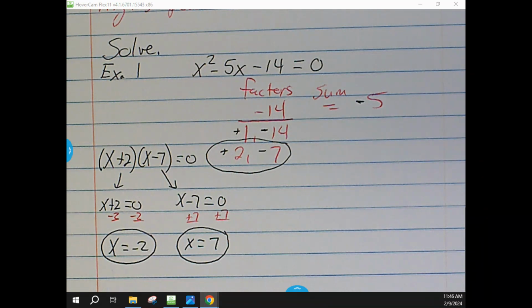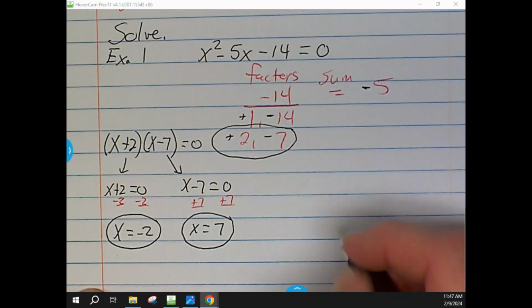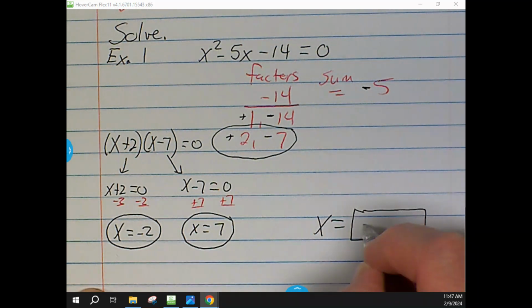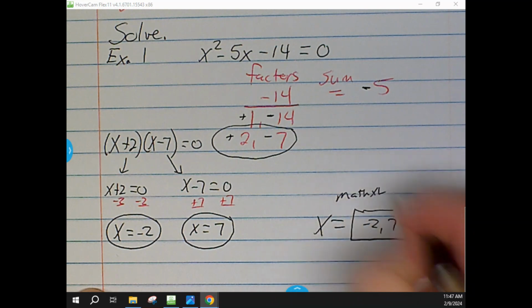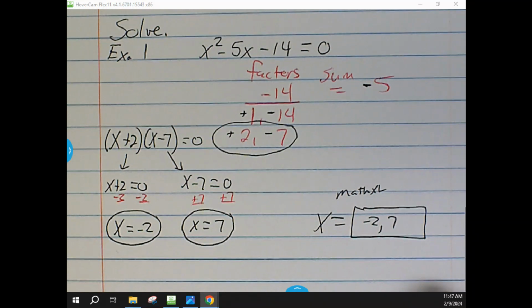Okay, now I think in Math Excel, if you're working through the homework on that one, what they're going to do is give you an x equals, and then just give you a box that's over here. And then you'll just write these 2 answers in the box. They'll tell you to use a comma to separate the 2 answers. So if the answers are negative 2 and 7, you just put negative 2, 7, and then you're good to go.